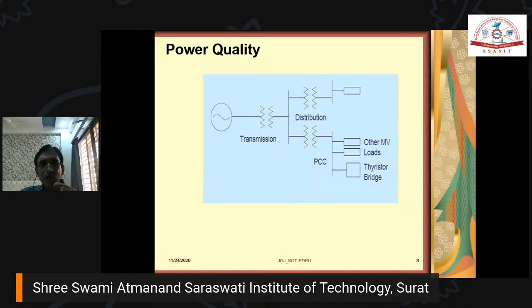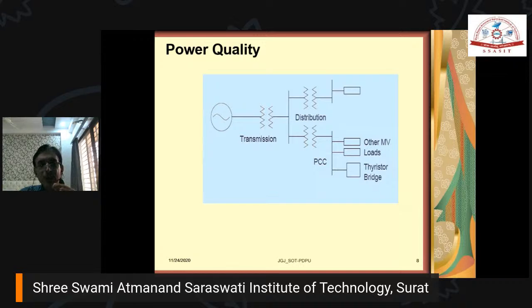Some students are asking, okay sir, what is the difference between linear load and non-linear load? Any load which draws harmonic currents is called a non-linear load, and any load that draws current at a single frequency, the fundamental frequency, is called a linear load.